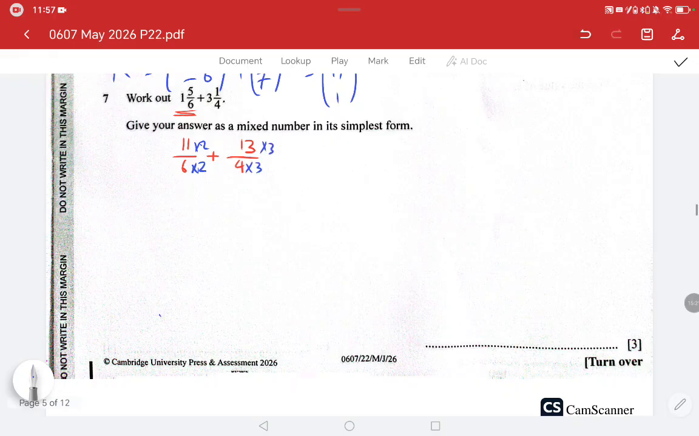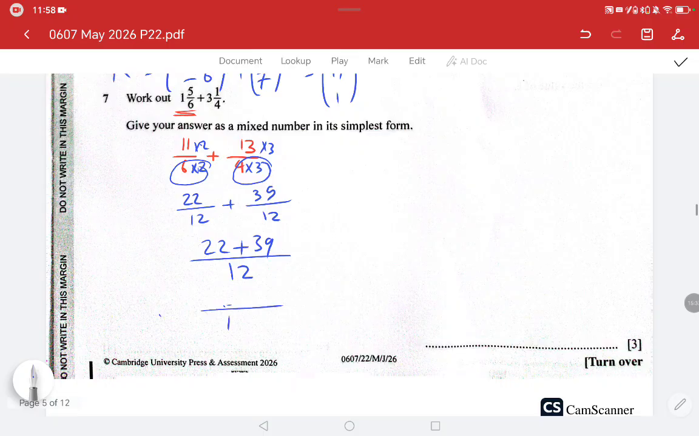So now both of them will be 12 and 12. So now we have a common denominator. In this case the common denominator is 12, so 22 plus 39, which is 61.